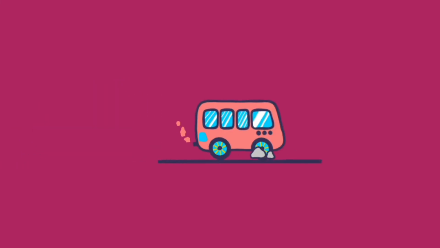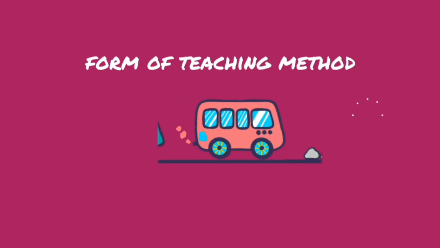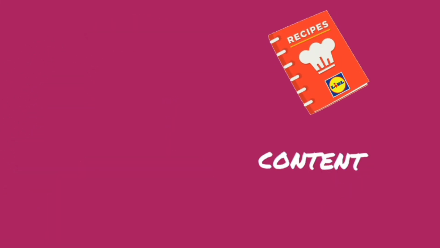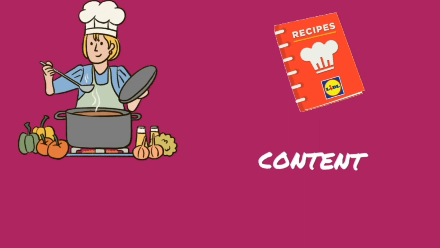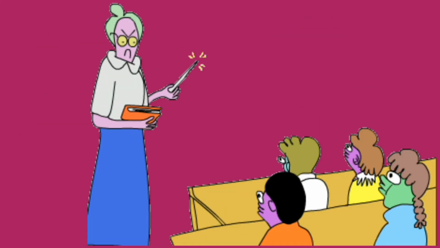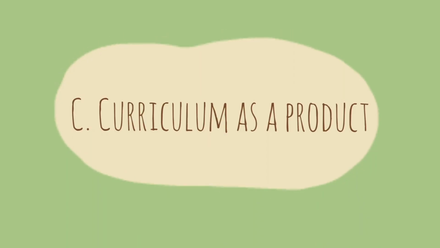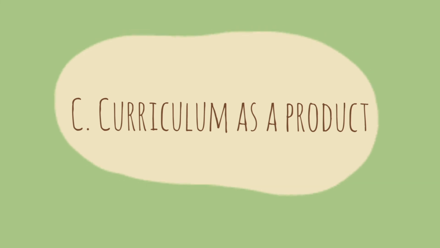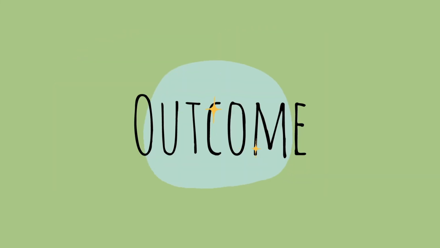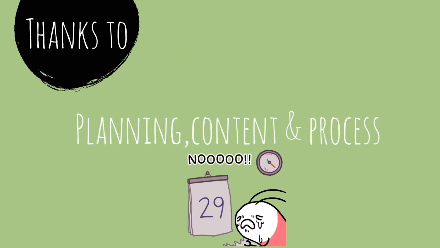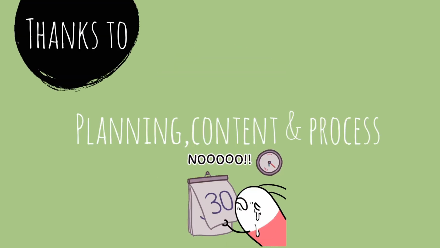Curriculum process in the form of teaching methods or strategies are means to achieve the end. Used in analogy of a recipe in a cookbook, a recipe is the content while the ways of cooking is the process. In other words, it is what the teachers do to make their students prepare and evaluate. C, Curriculum as a product is the outcome of achieved learning thanks to planning, content, and process.